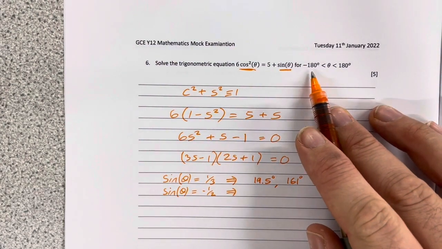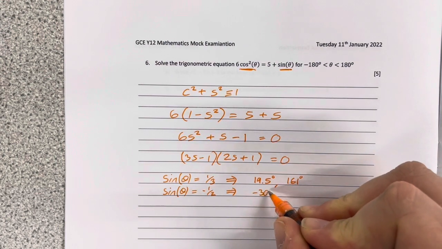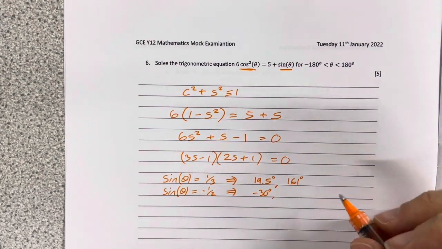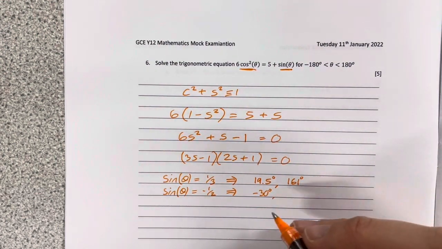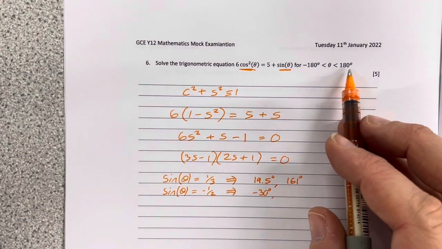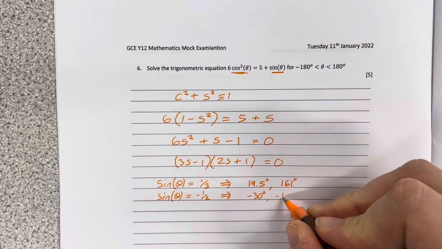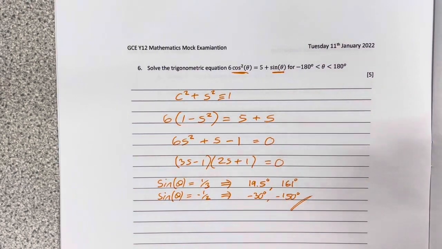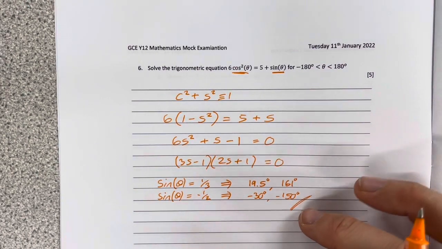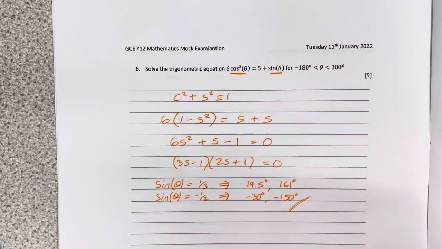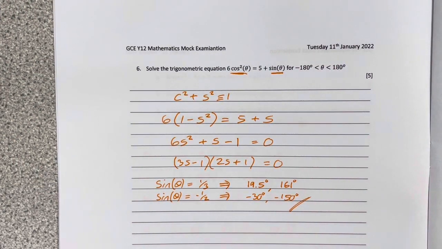That is in range, so that's fine. So minus 30. And then I also need to do 180 minus that, but that'll give me 210. That's out of range. But if I do 210 minus the 360, that'll give me another solution of minus 150. So those are the 4 solutions to the equation. You can check all 4 of those, run them back through the equation to make sure that they all satisfy it.